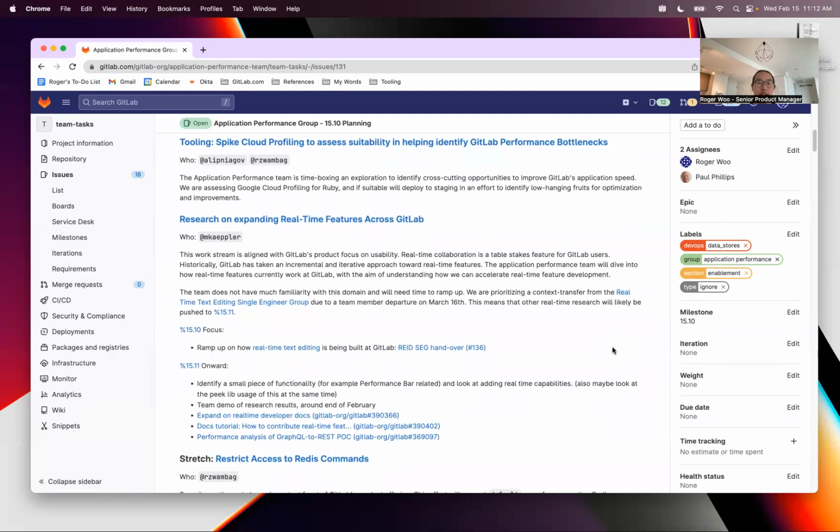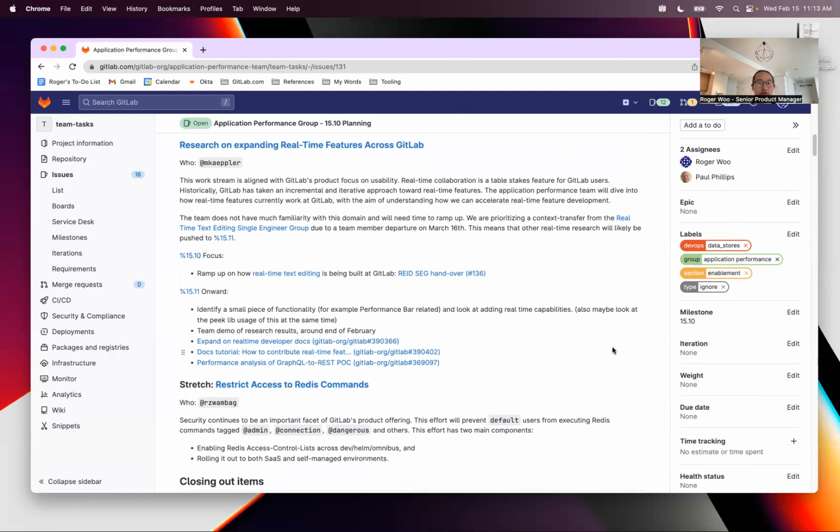We are also time-boxing an exploration to identify cross-cutting opportunities to improve GitLab's application speed. We are assessing Google Cloud profiling for Ruby, and we're curious to see if there's any low-hanging fruit for optimization and improvements that we can identify. We will deploy this in 15.10, and if there's anything we can identify as an improvement, we will target those efforts in 15.11 onwards.